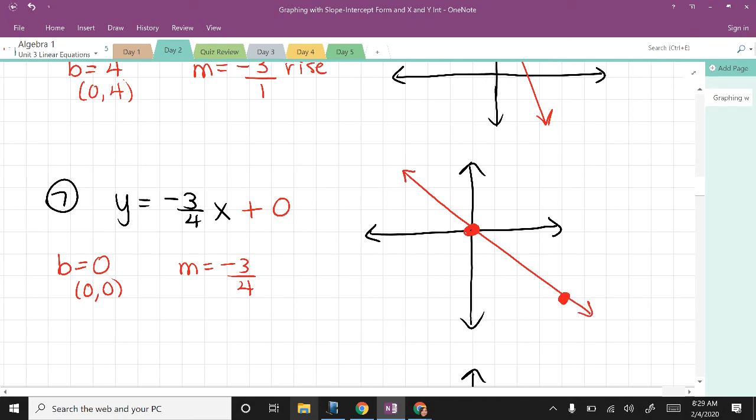Put your arrows on it. Questions? Okay, so if it doesn't have a B, your B is 0.